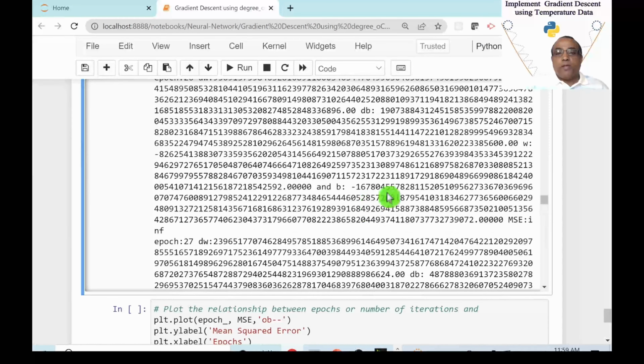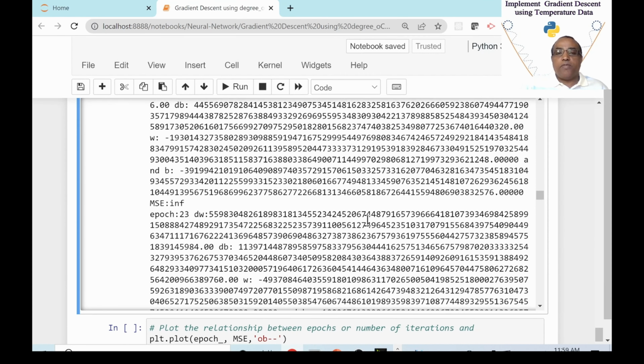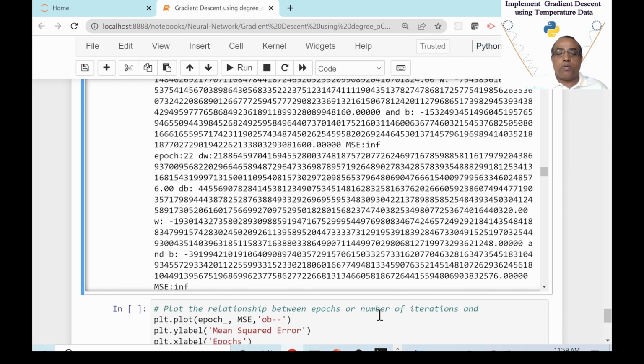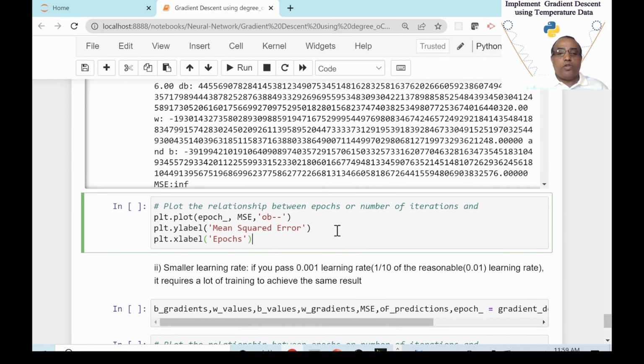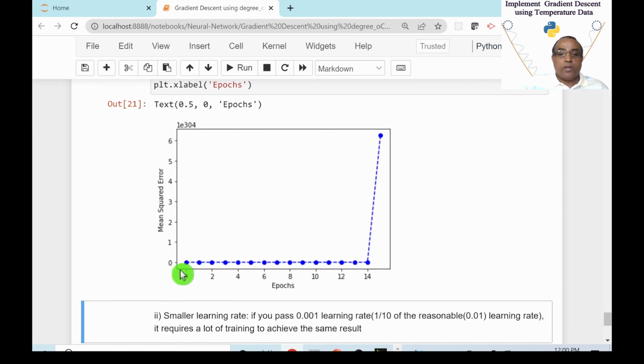So the learning rate is a very important hyperparameter. You need to test. The value generally varies from problem to problem. You need to experiment to see which learning rate is really good. The problem is that if you use a larger value, you will not get the minimum value of your loss function. In this case, for instance, it goes to infinity. So after 14 epochs, the mean square error becomes really huge.